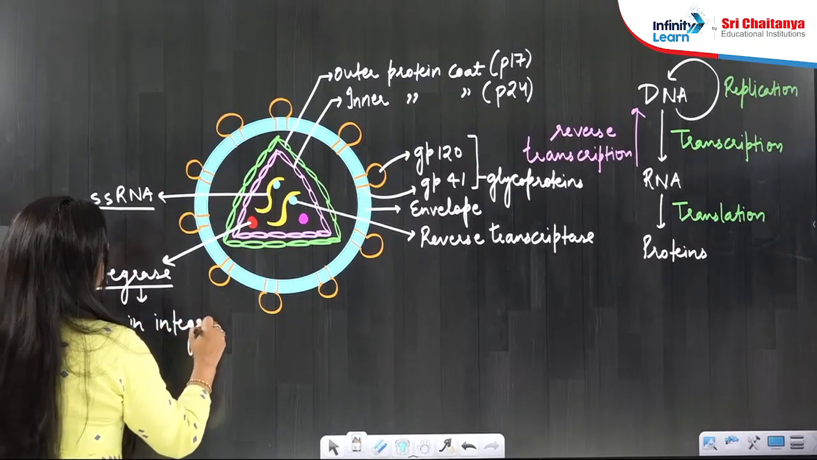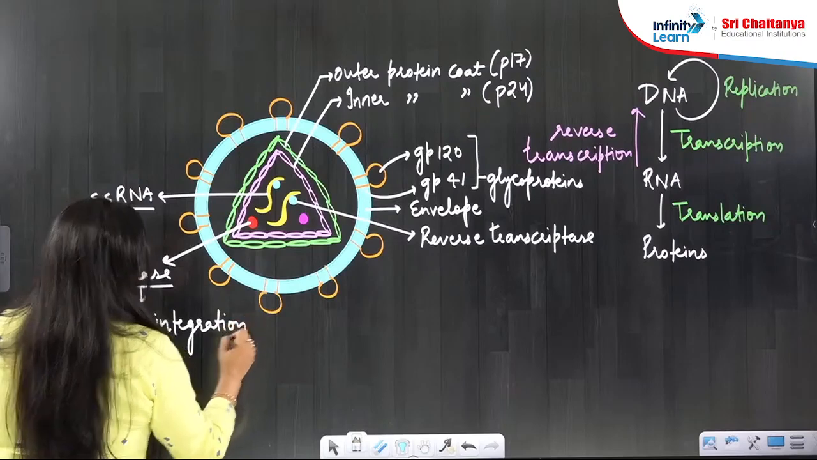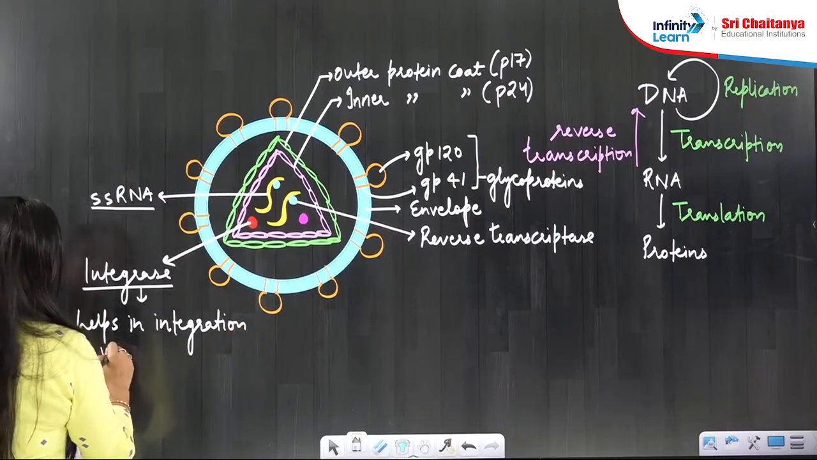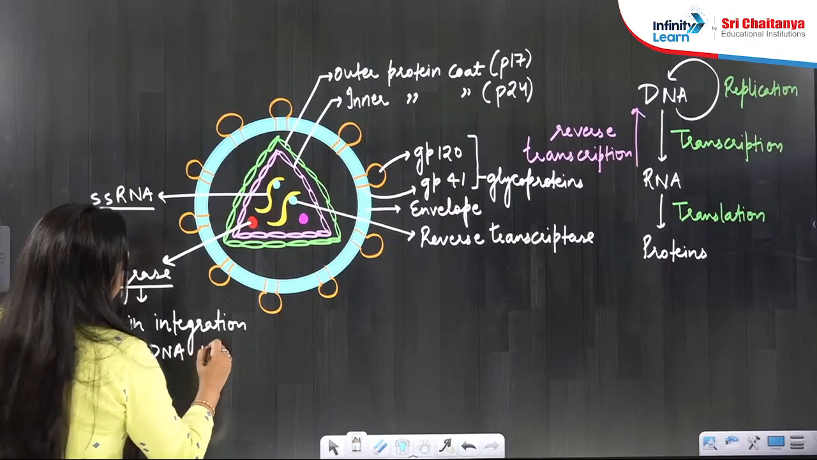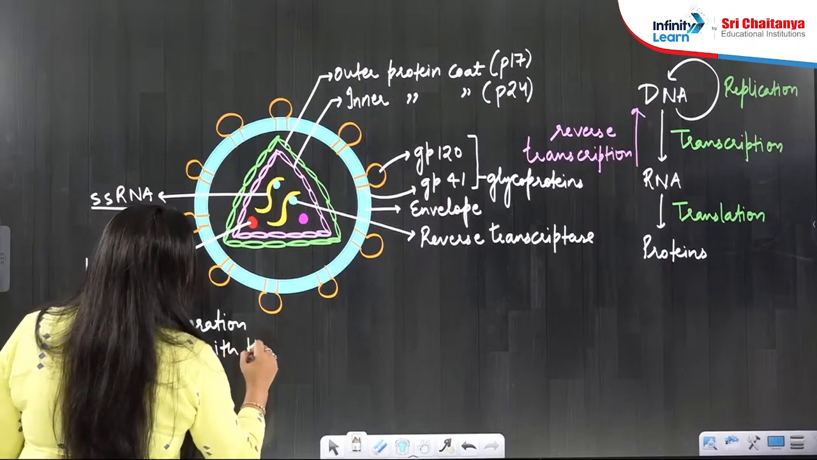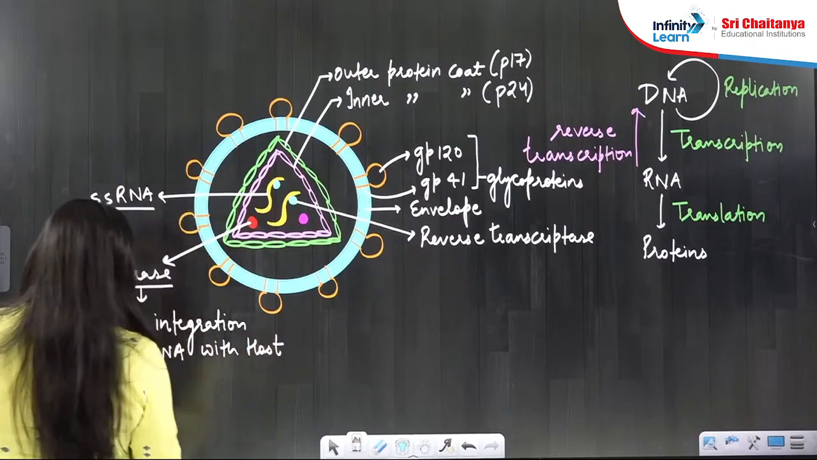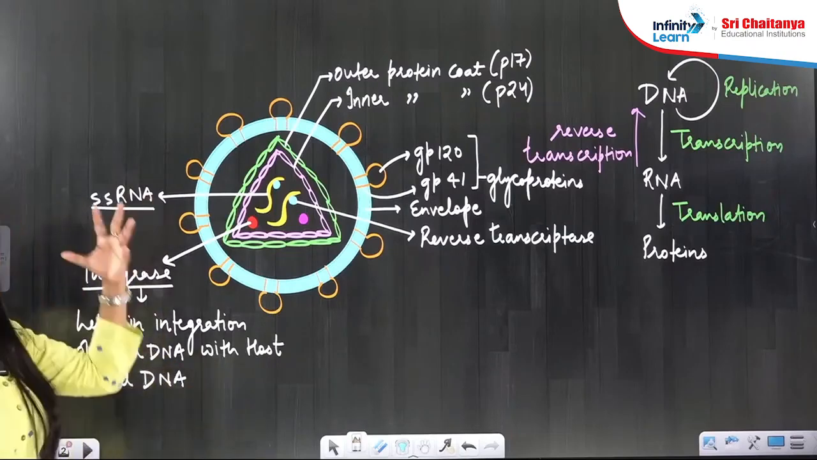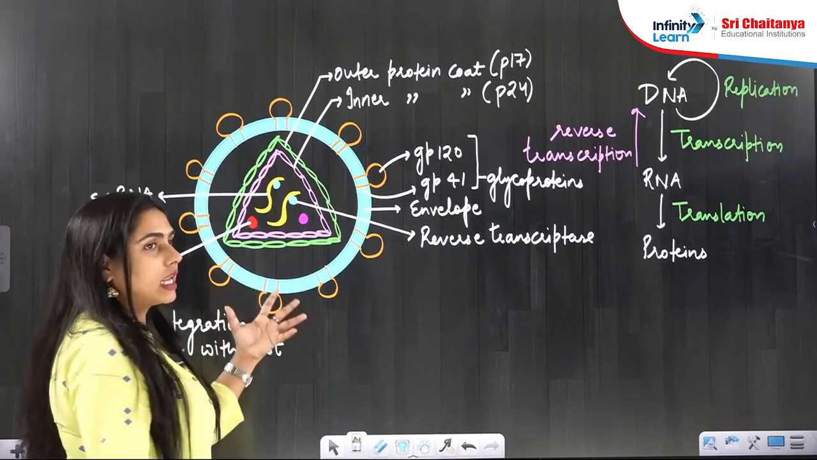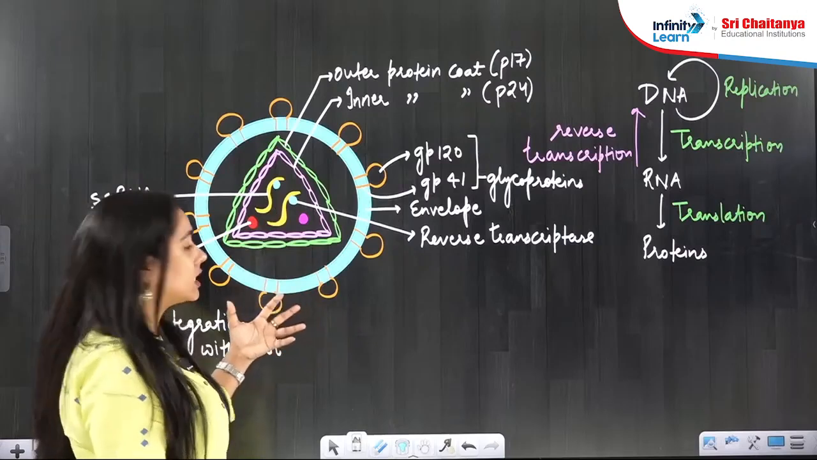This integrase helps in integration of viral DNA with host cell DNA. I will tell you how it will infect the cell.